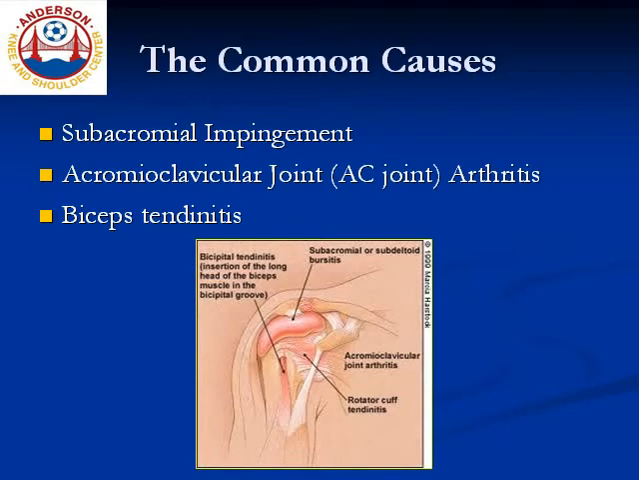Subacromial impingement, which is also known as rotator cuff impingement, can cause rotator cuff problems such as tendinitis or even tendon tears. Degeneration of the acromioclavicular joint, or the AC joint, is common, as is tendinitis of the long head of the biceps. All three of these can exist in isolation, or a combination of two or three, or even all three can be symptomatic in an individual shoulder at any one time.